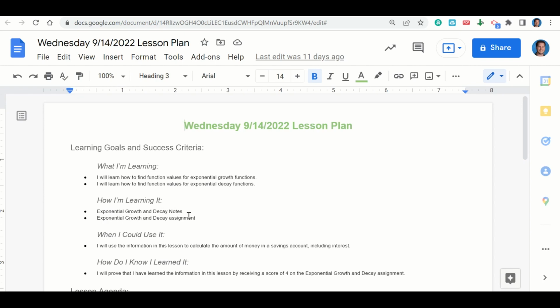When can we use the information in this lesson? To calculate the amount of money in a savings account, including interest. How do we know we learned it? By getting a score of 4 on the exponential growth and decay assignment.